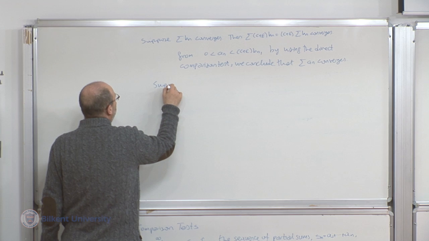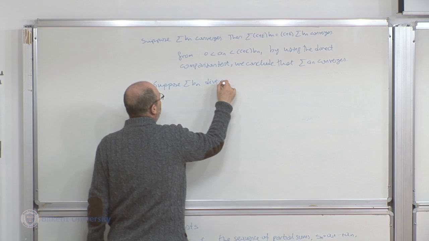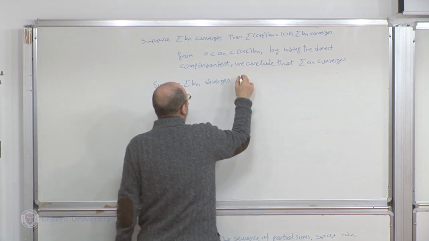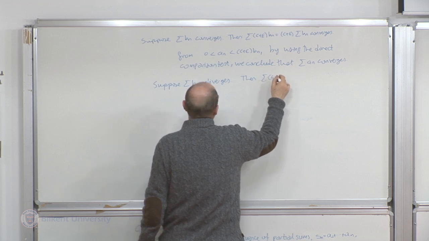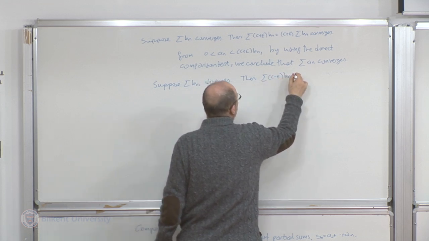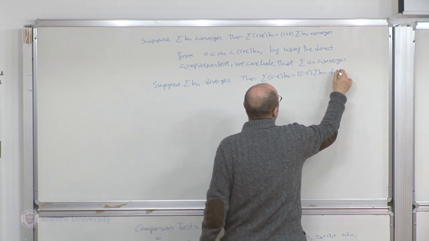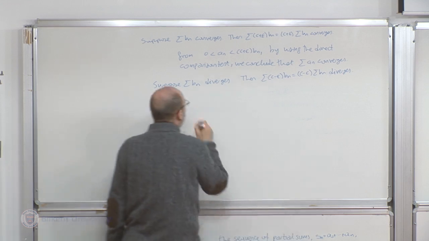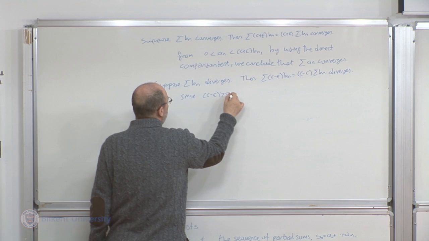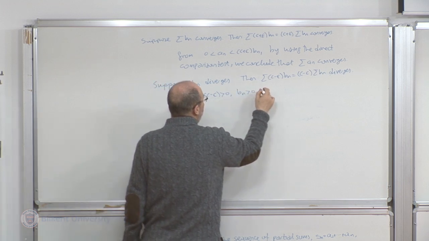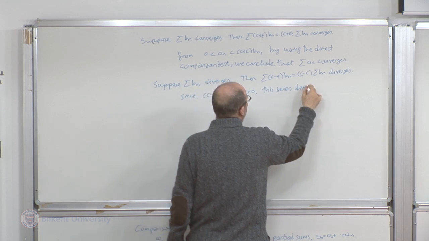Okay. Suppose summation Bn diverges. Okay. Then summation of C minus epsilon times Bn, which is equal to C minus epsilon times summation Bn, diverges. Okay. Since C minus epsilon is positive and Bn positive, this series diverges to infinity.